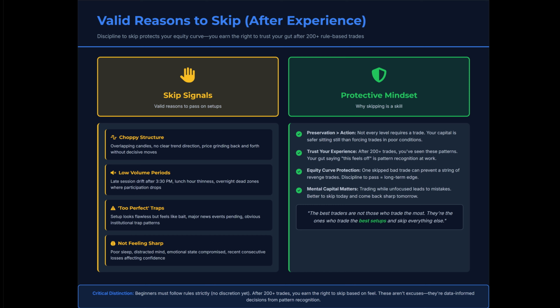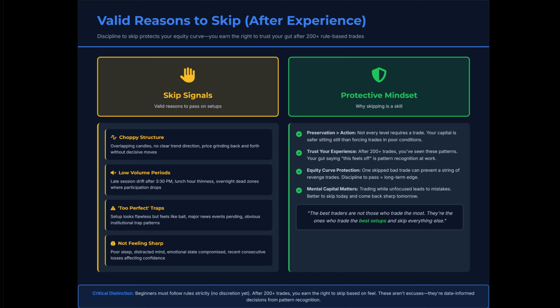A beginner who skips trades based on feel is often just afraid of losing or doesn't understand the setup. That's not discretion, that's lack of confidence. But an experienced trader who skips trades based on feel has a 200-trade library to reference. When they say, "This feels off," their brain is running a rapid pattern match. It's comparing the current setup to the best trades in their library and flagging mismatches.